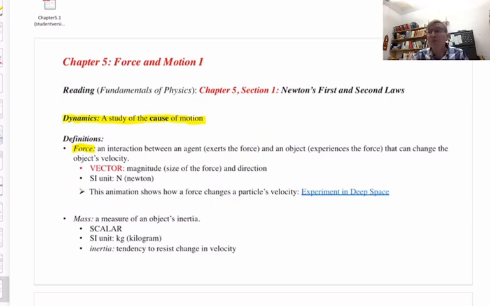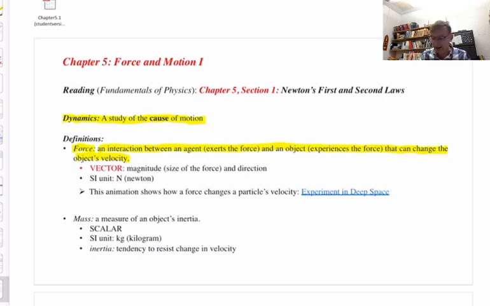And so it may surprise you a little bit to learn that I don't really have a great foolproof definition of force for you. I'm going to give you just a description of it that will serve our purposes. Okay? Force is an interaction between an agent, the thing that's exerting the force, and an object, the thing that experiences the force, that can change the object's velocity. I'll say it again. Force is an interaction between an agent and an object that can change the object's velocity.